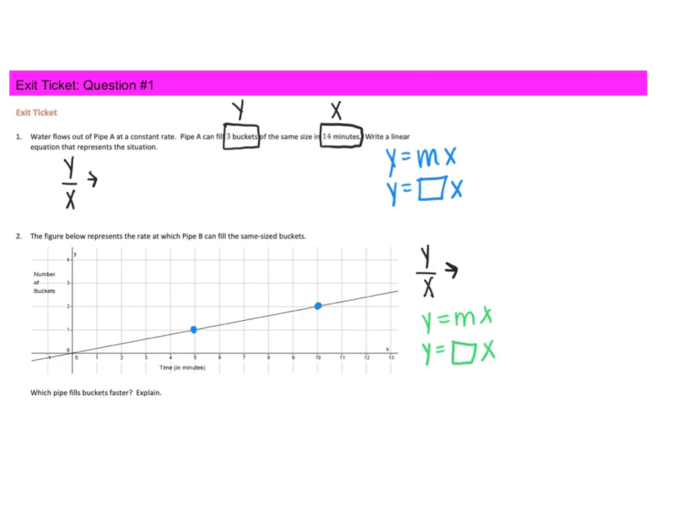And then down below, tell me who or which pipe fills buckets faster, and please explain it. The explanation does not have to be super long. It just reminds me that you know why this is your answer. You're not just guessing, okay? When you're done with this, please do your lesson reflection in Google Classroom.